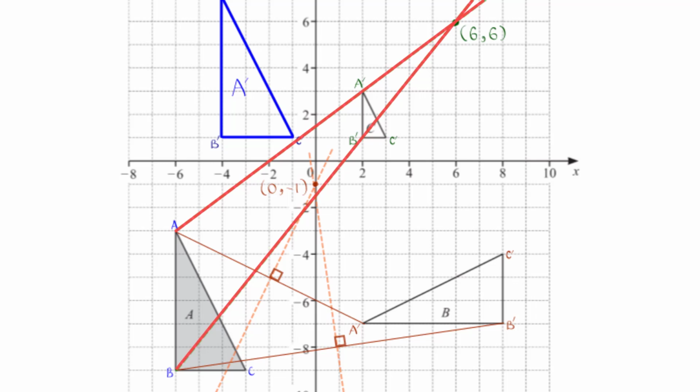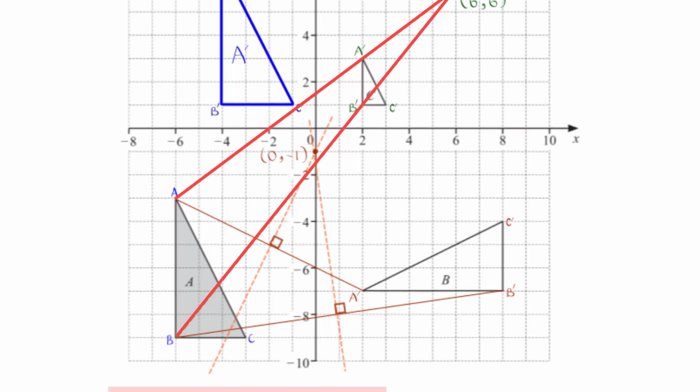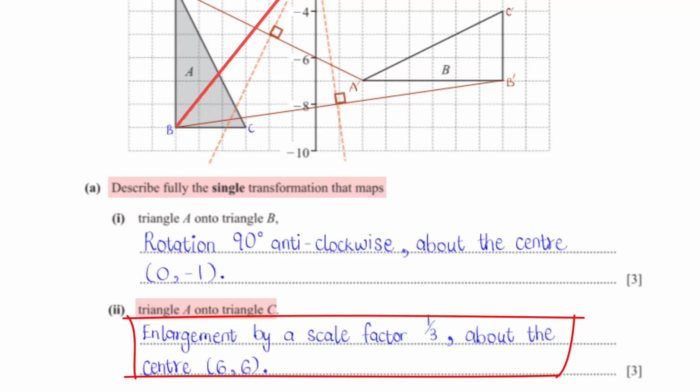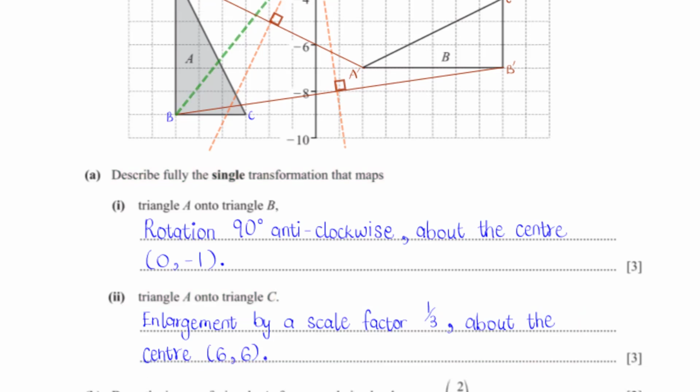And so we can join at least 2 points, and when we do that, we get the center of enlargement as (6, 6). And so to describe the transformation that maps triangle A onto triangle C, that will be an enlargement by a scale factor of 1/3 about the center (6, 6).